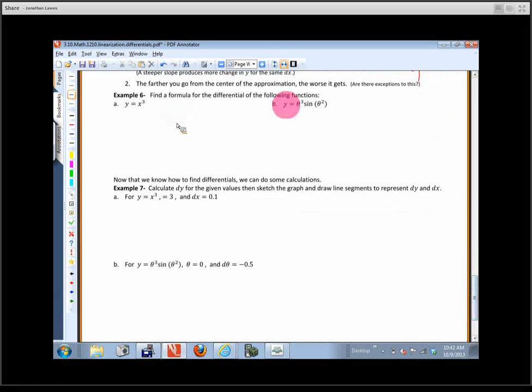It says find a formula for the differential of the following functions. So it's literally this easy. This is dy. Derivative of the outside, leave the inside alone, times the derivative of the inside, or the differential of the inside. So that would be dx. That's it.